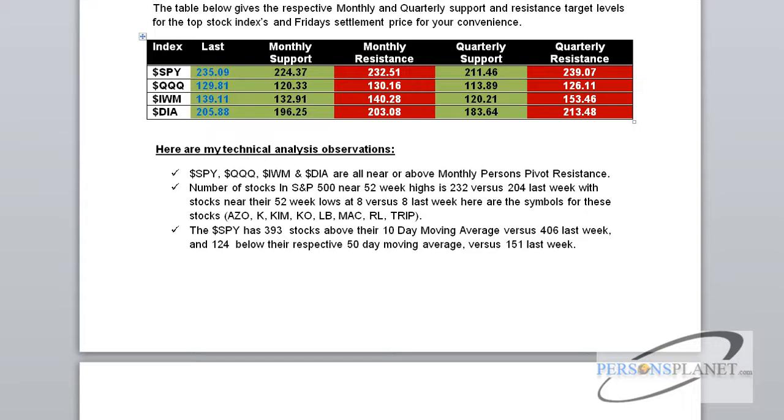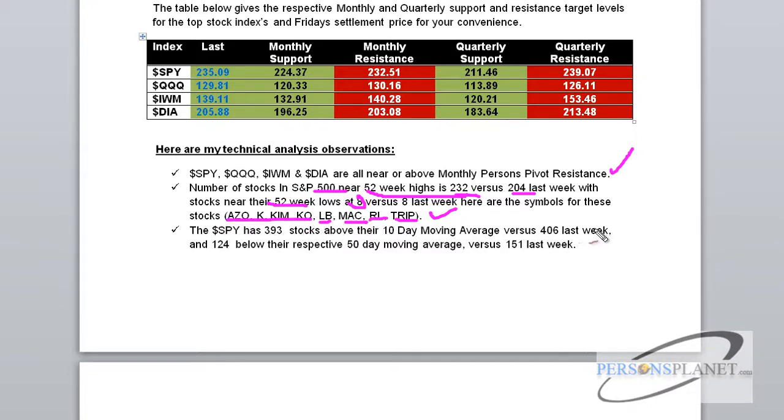Now, in order to gauge the overall health of the market, a couple of things I like to point out. Number one, I always like to give out the technical observation. This is a technical report, and we look at the condition of monthly pivots. How many stocks in the S&P are near 52-week highs, and I compare it from one week to the next. How many stocks are near 52-week lows? If it's the same as the prior week, I just list the symbols of those culprits that are near the 52-week lows, and there they are.